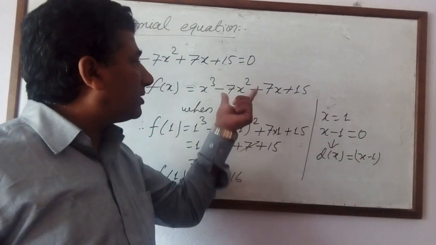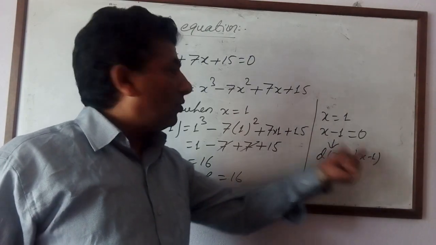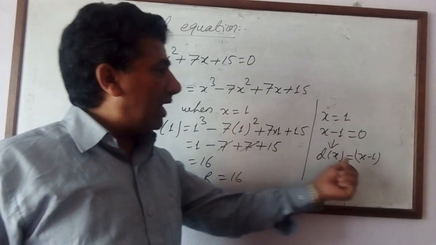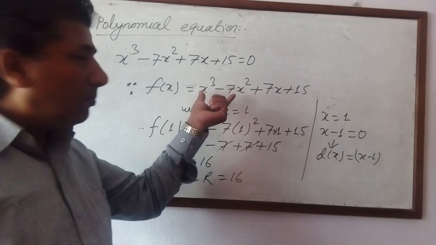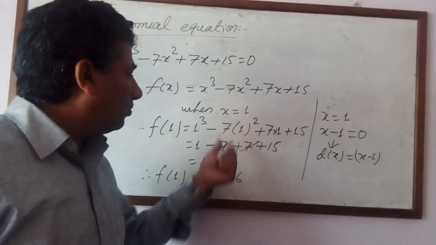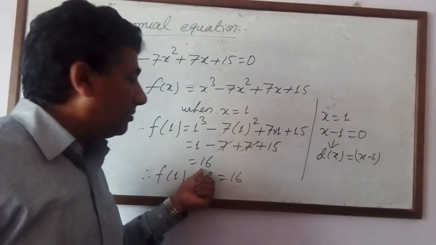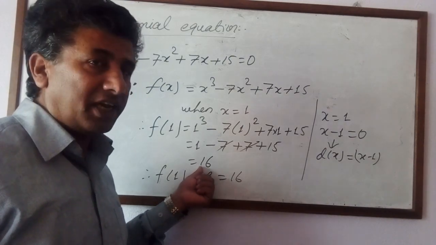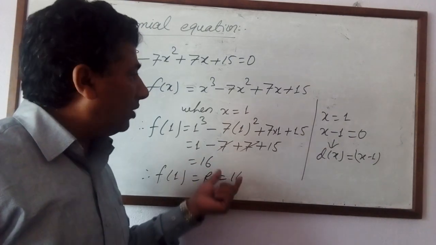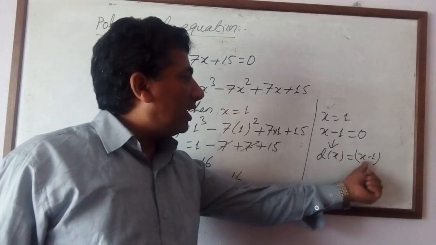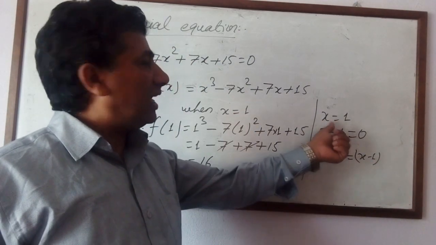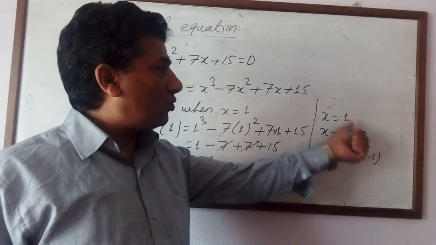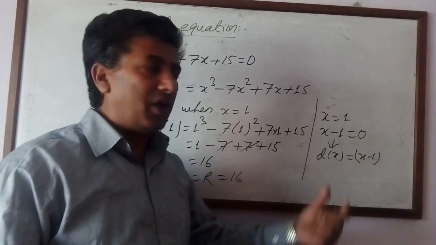When we divide this polynomial by x minus 1, the polynomial value will not be 0. It means the remainder is not 0. The remainder is 16 here. Now, we found the remainder when we divide the given polynomial by x minus 1. X minus 1 means x equals 1, and x equals 1 means the divisor is x minus 1. You have to understand both ways.